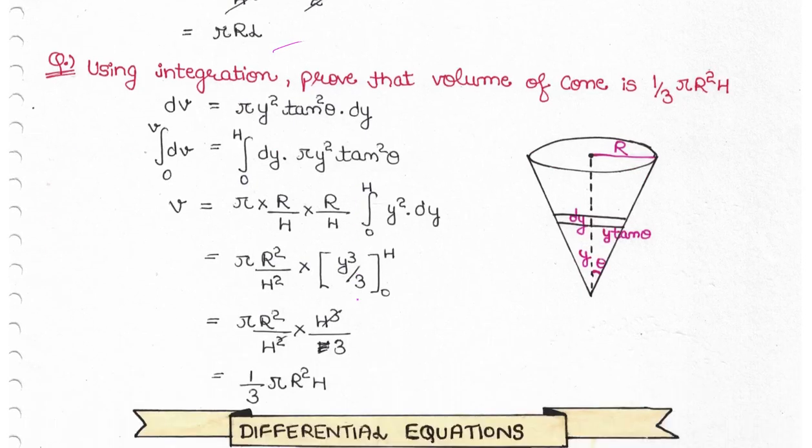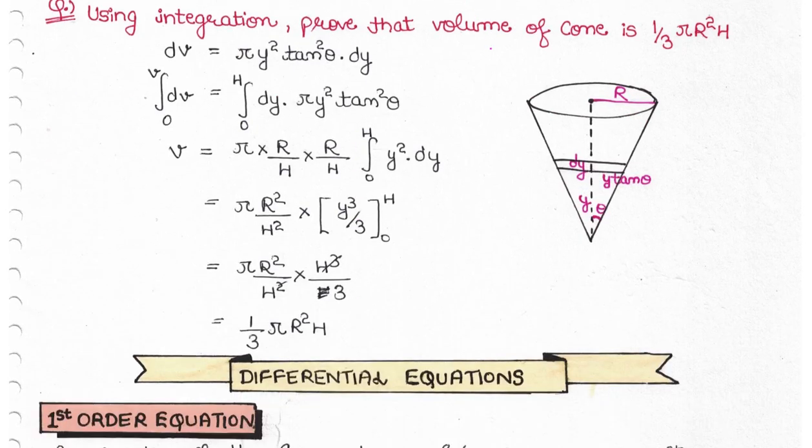Now using the integration, we can find the volume of a cone is 1/3 pi r square h. So here dV is equal to pi y square tan square theta into dy, where r is the radius. Okay, so the integral from 0 to V of dV is equal to the integral from 0 to h of dy into pi y square tan square theta. After doing some small steps, we get V is equal to 1/3 pi r square h.